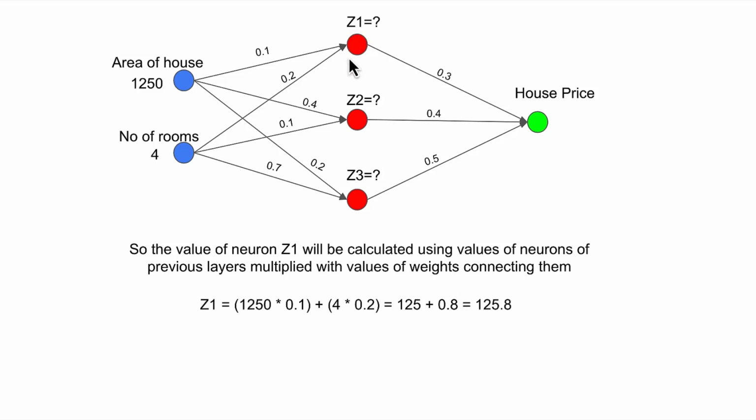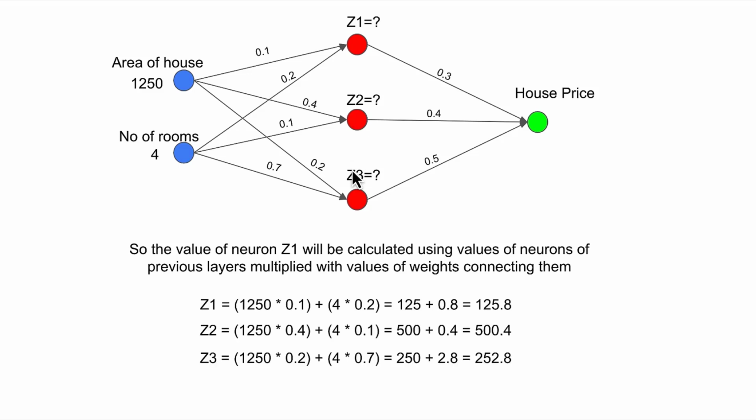And using the same formula we are going to calculate the value for Z2 and Z3 as well. You can see for Z2 we took the value of area and multiplied it with 0.4, and then we multiplied this 4 with 0.1 and we got the value 500.4, and then we did the same for Z3. So to calculate the value of a neuron, we are going to use the value of neurons in the previous layer and the weights joining them.